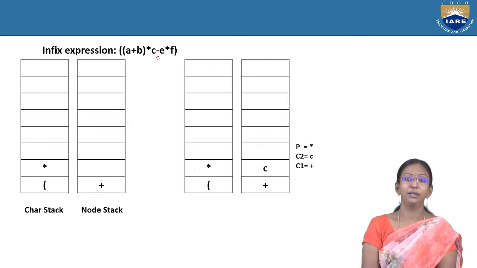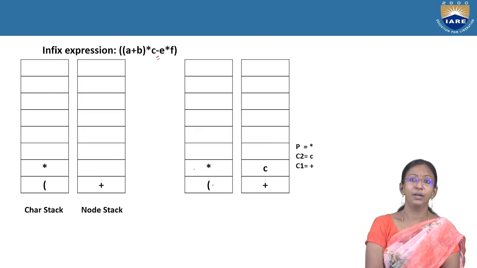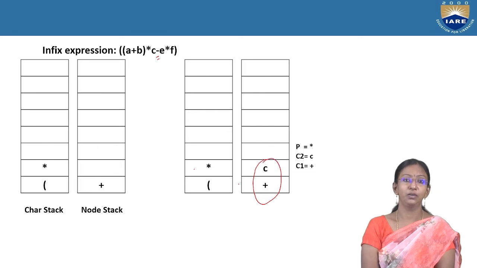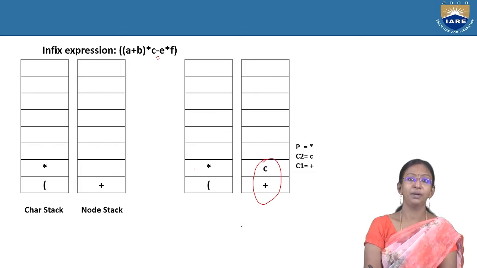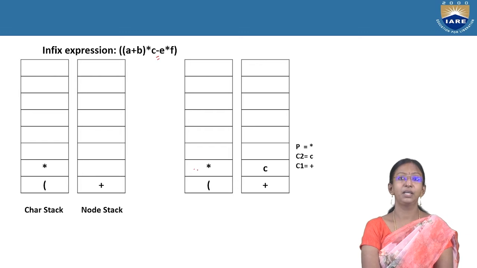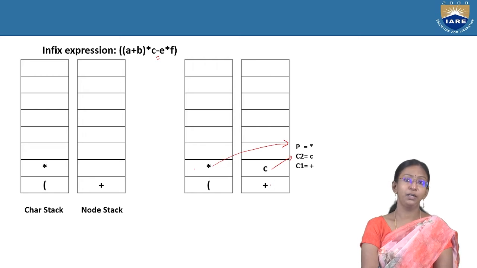So once you do that, this is the case. Pop the elements from the node stack, make them the children, and pop the top element from the character stack and make it the parent. Have a look at this one. I made multiplication the parent. The top node stack element will be the right child and the element below it will be the left child. So what will be the structure now?